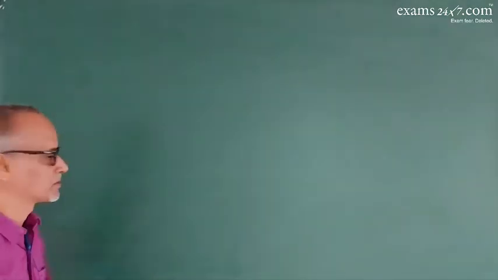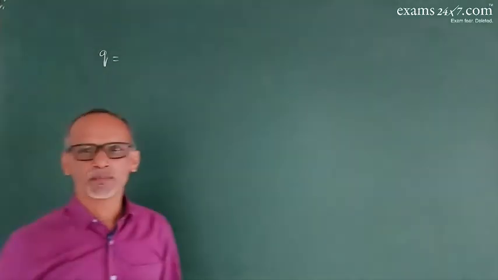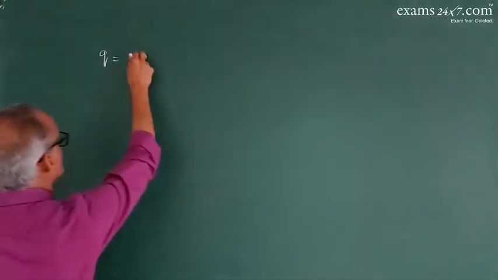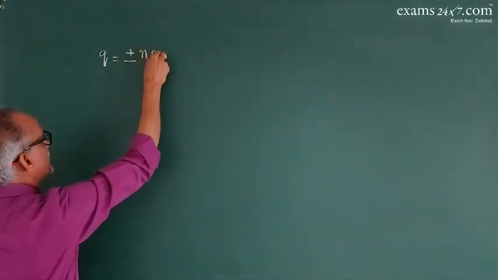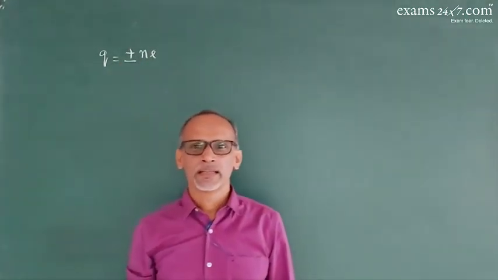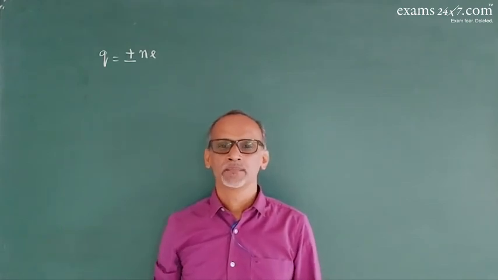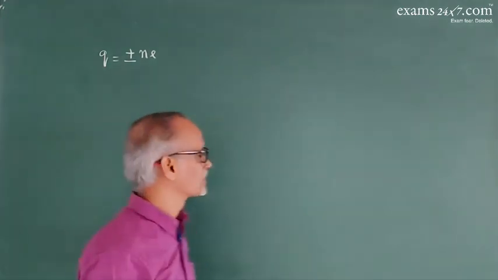The total charge on a body is given by the formula Q is equal to plus or minus ne, where n is the number of electrons lost or gained by a body, and e is the magnitude of the charge of the electron.